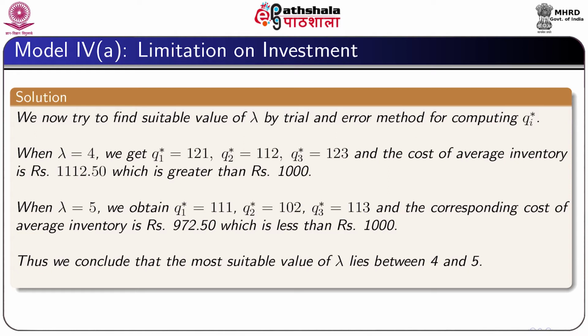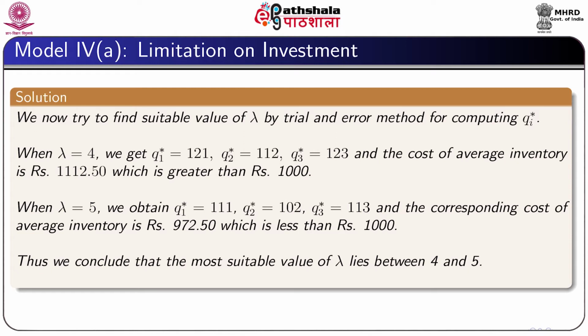Now, we see that when lambda equal to 4, Q1 star equal to 121, Q2 star equal to 112 and Q3 star equal to 123, and the cost of average inventory is rupees 1112.50, which is greater than rupees 1000. Again, if you take lambda equal to 5, then we obtain Q1 star equal to 111, Q2 star equal to 102, Q3 star equal to 130, and the corresponding cost of average inventory is rupees 972.5, which is less than rupees 1000. This indicates that the most suitable value of lambda lies between 4 and 5.